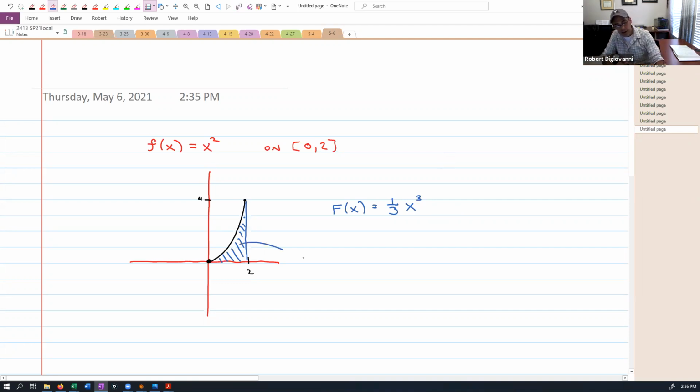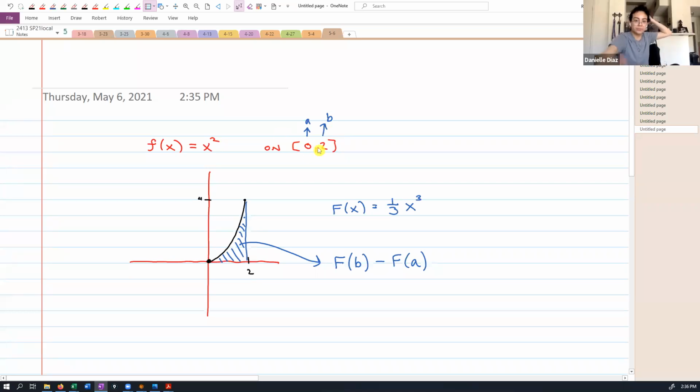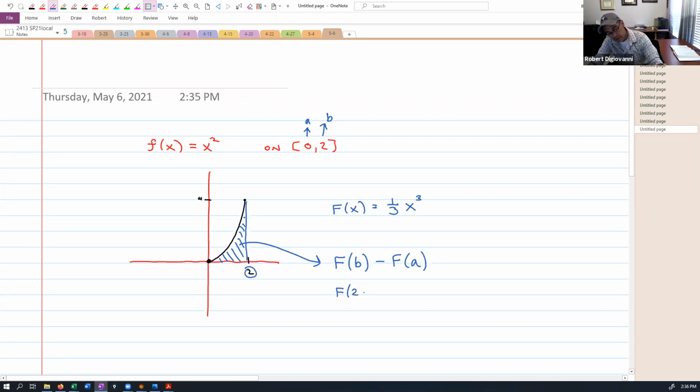To find this area, I take capital F, the antiderivative, and I plug in b, and then I take capital F and I plug in a. Now, what do I mean by a and b? Those are the endpoints of the interval. So I just have to plug this point 2 into the antiderivative and subtract from it what a plugged into the antiderivative gives. So I'm going to take 1/3 times 2 cubed, and I'm going to subtract from it 1/3 times 0 cubed.